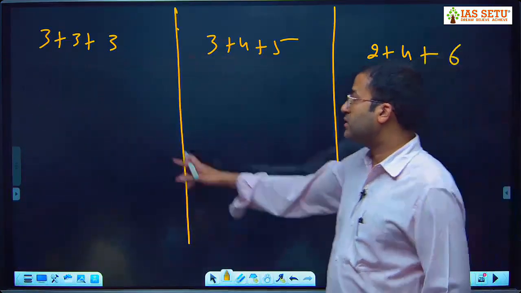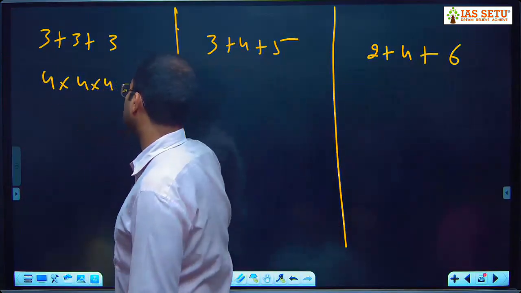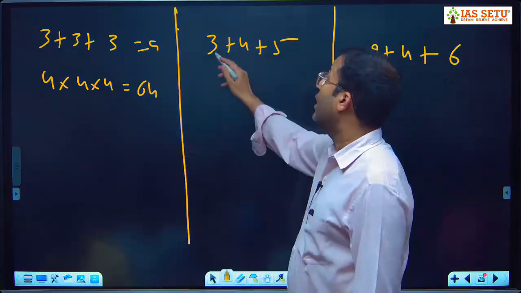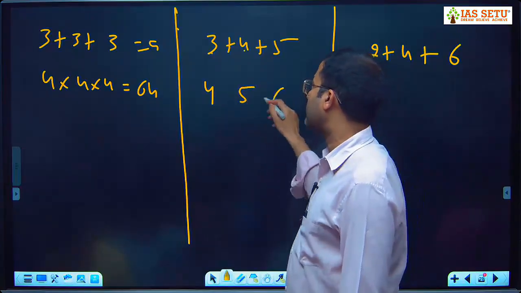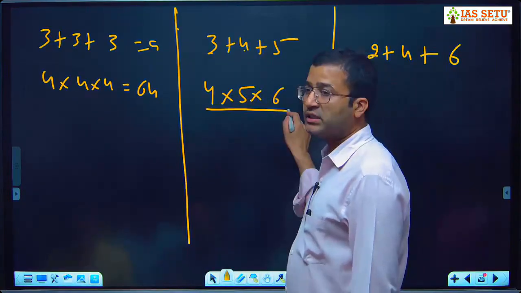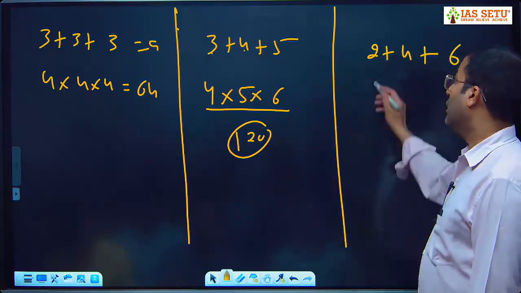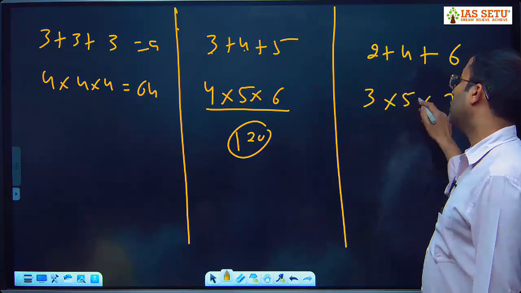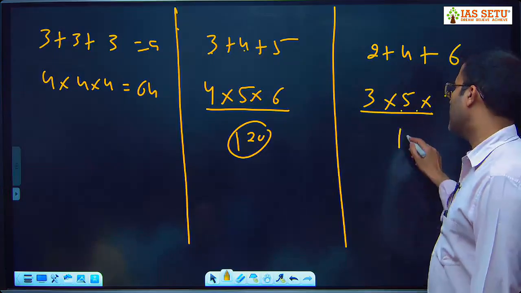हाँ जी, what is your answer? 4 into 4 into 4, 64. Same question asked. 64 pieces थे, number of cuts पूछे थे. Here 3 cuts give you 4 pieces, 4 cuts give you 5 pieces, 5 cuts give you 6 pieces. What is your answer? 120. Here, what is your answer? 2 cuts give you 3 pieces, 4 cuts give you 5, 6 give you 7. So it is 3 into 5 into 7. What is 15 into 7? 105.